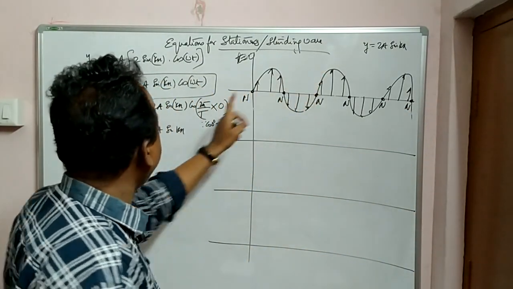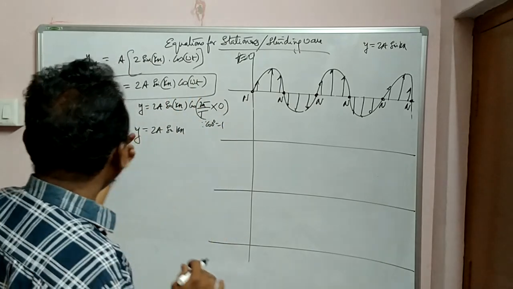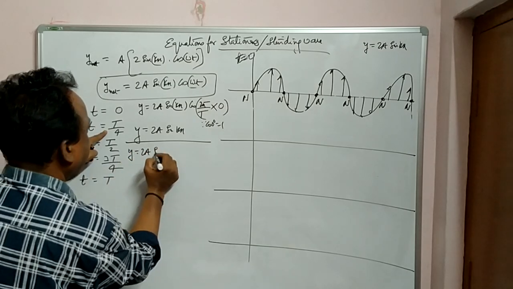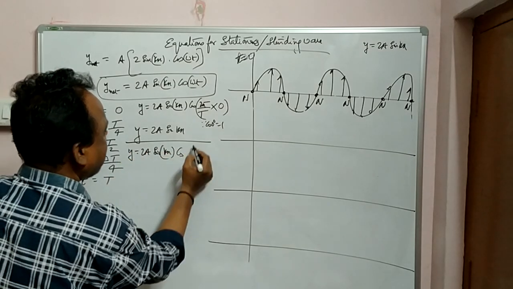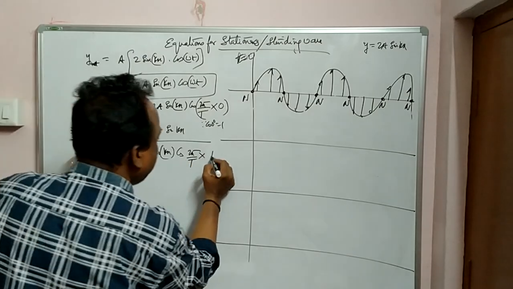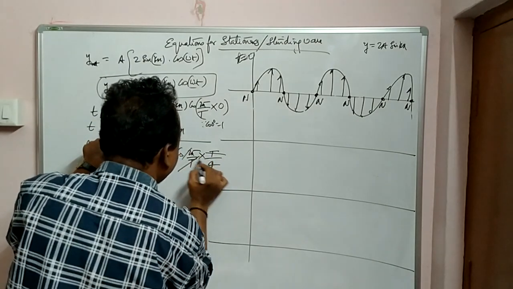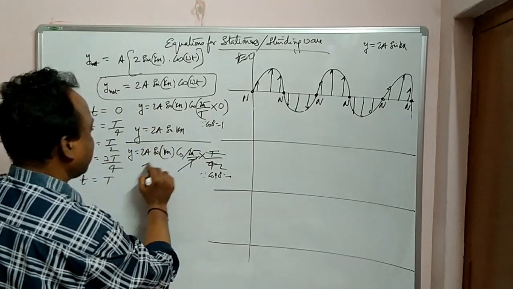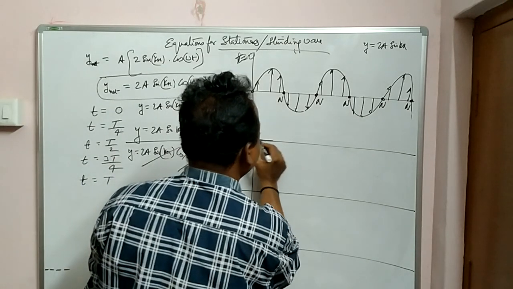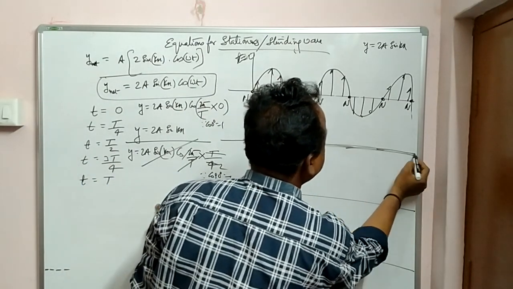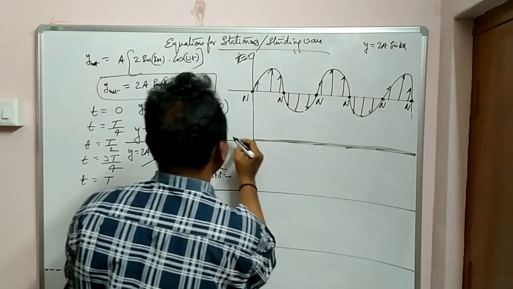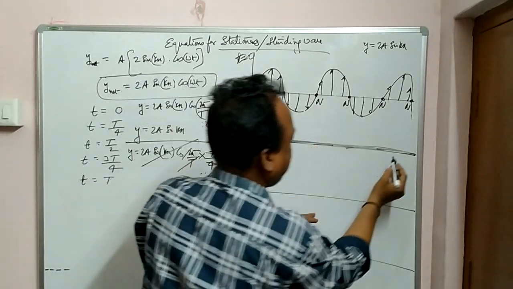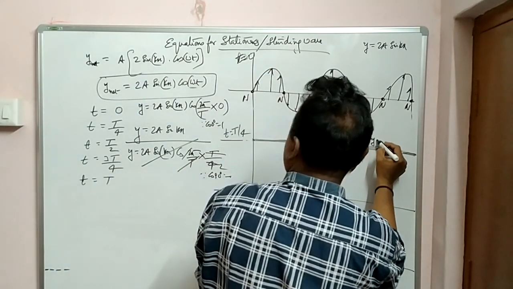Okay? So this is for time equal to 0. Again, you can go for t by 4. Substitute here: y is equal to 2a sin kx cos 2 pi by t into t by 4. T cancels, 2 by 2, so pi by 2, that is cos 90. Cos 90 is 0, so everything becomes 0. So it is nothing but a straight line. In this graph for t equal to t by 4, all are in a straight line now, no wave. And this is y is equal to 0.